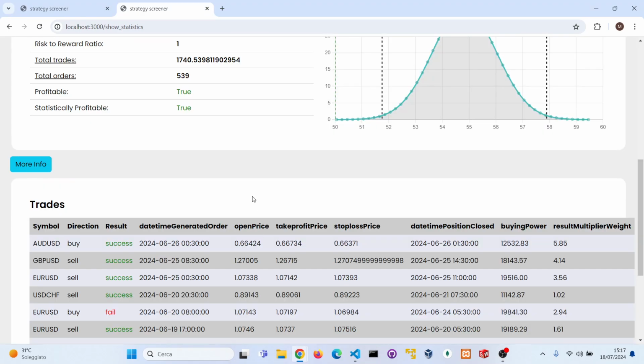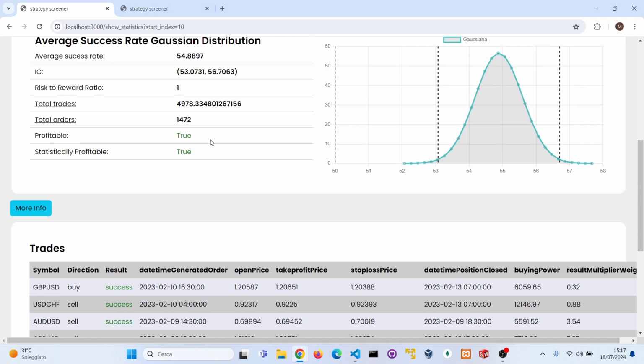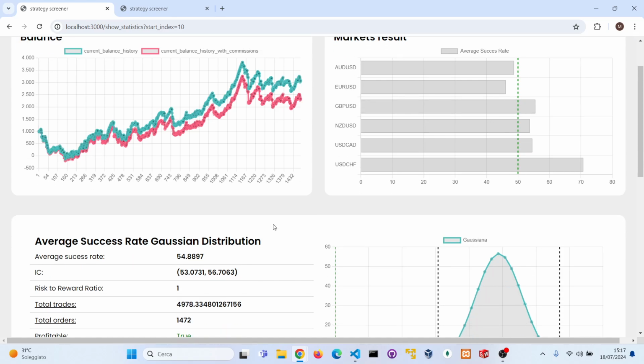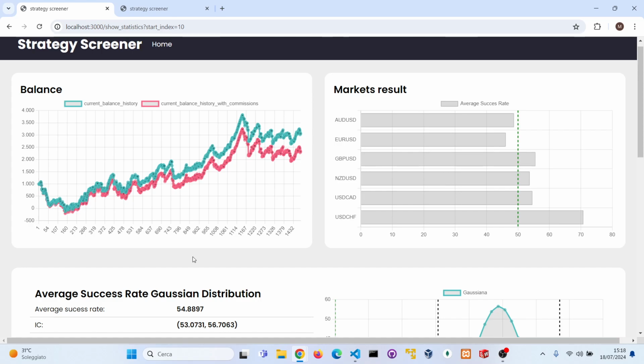But now let's take a look at how it performs. As you can see, the strategy performs quite well. We have an average success rate of almost 55%, but the problem is that during the time the strategy was tested, your account would have blown up. As you can see, we are negative here. So what would you have to do here? You should have added money. That's not good. We are negative. But yeah, in total we are in profit.